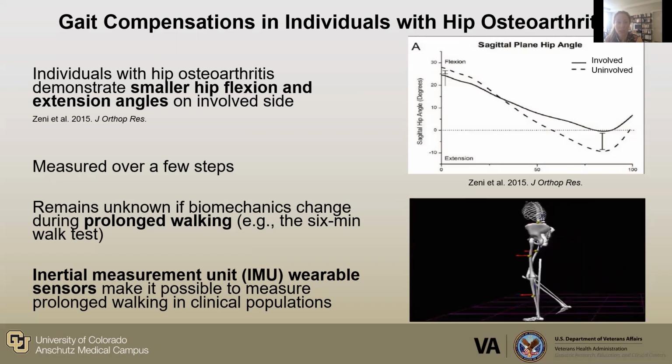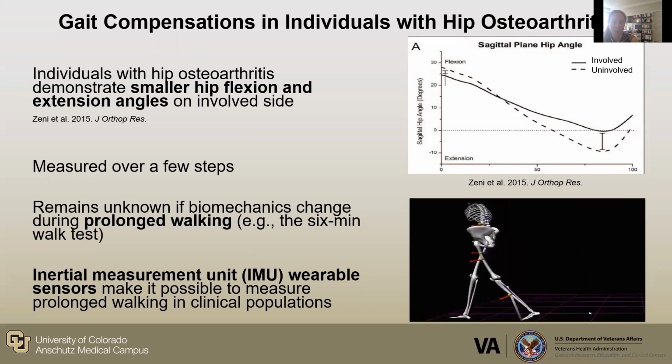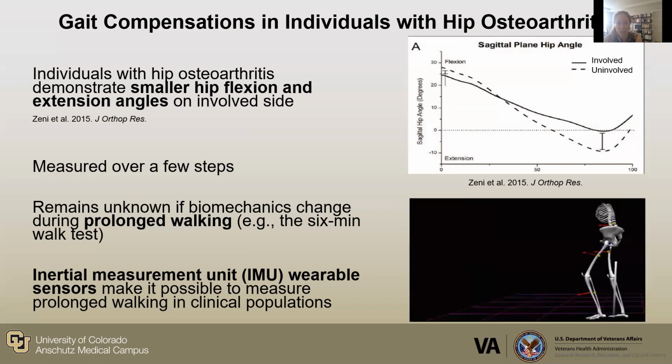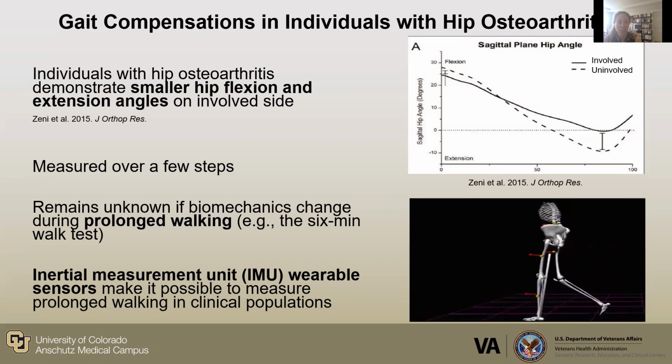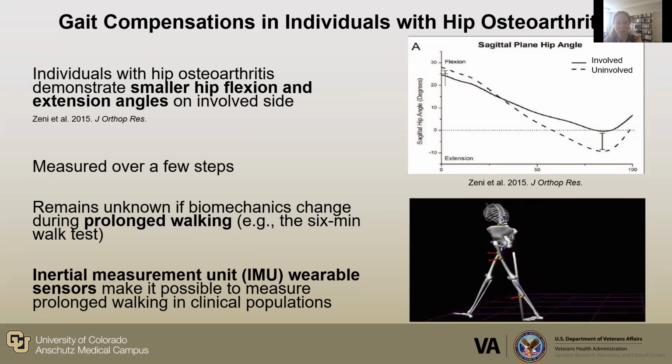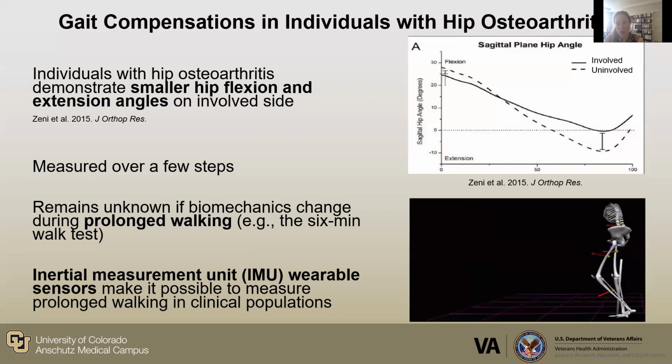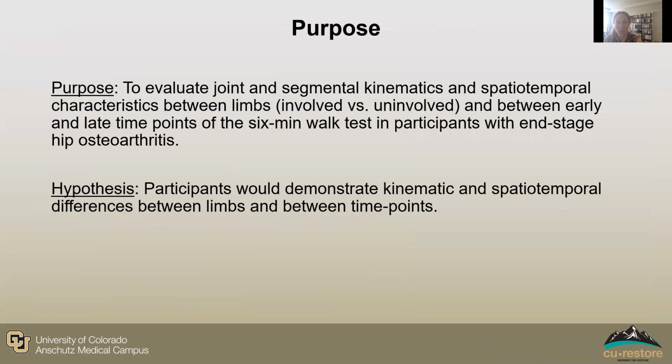And it remains unknown if biomechanics change in individuals with hip osteoarthritis during prolonged walking, for example, during a 6-minute walk test. Inertial measurement unit wearable sensors make it possible to measure prolonged walking in a clinical population. Therefore, the purpose of the current study was to evaluate joint and segmental kinematics and spatiotemporal characteristics between limbs and between early and late time points of the 6-minute walk test in participants with end-stage hip osteoarthritis. I hypothesized that participants would demonstrate kinematic and spatiotemporal differences between limbs and between time points.